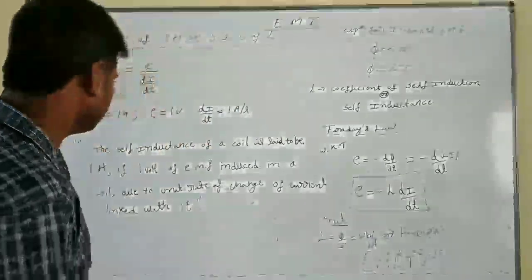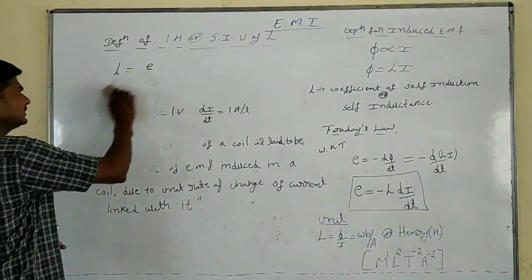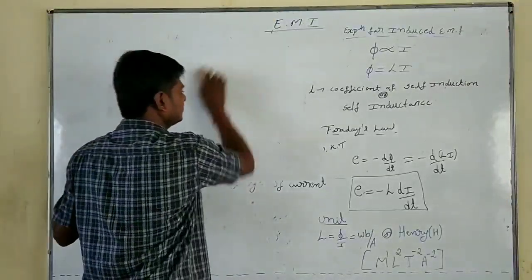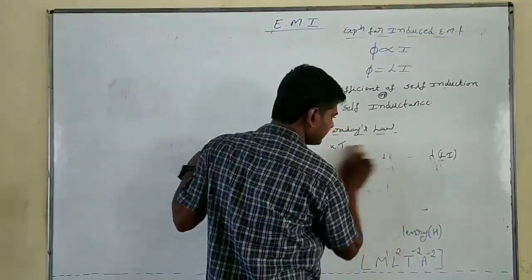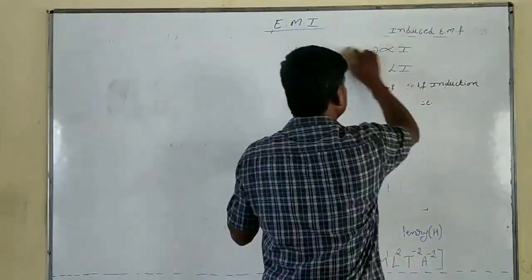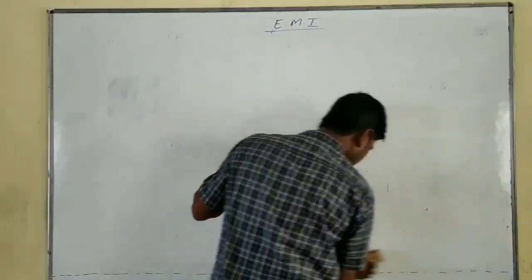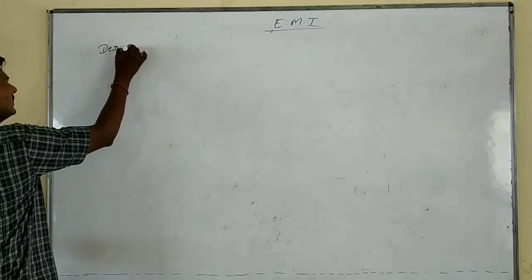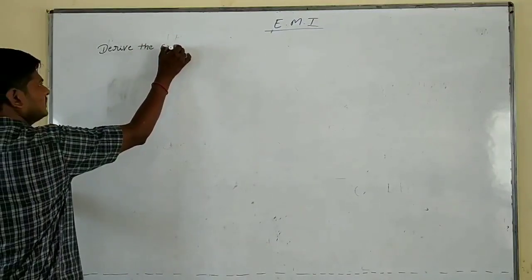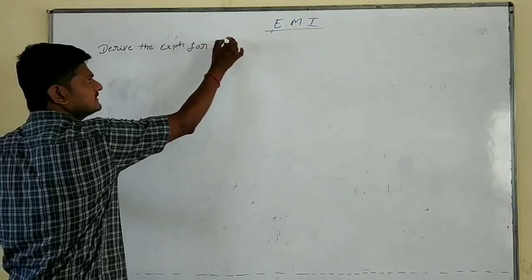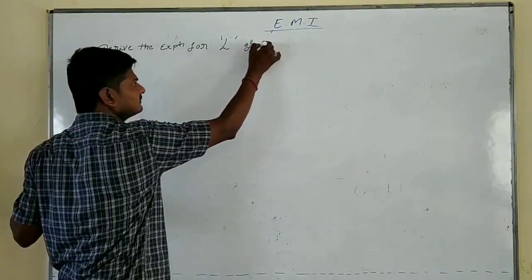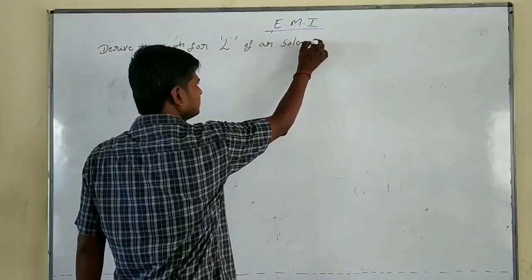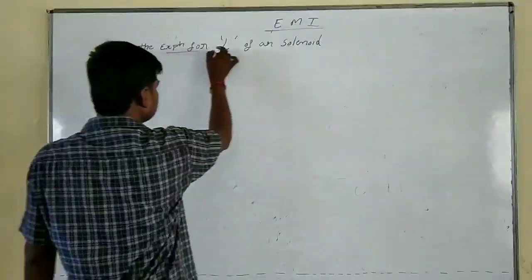Clear? So, self-induction. Now we can go for one derivation, a 3-mark derivation. Derive the expression for self-inductance L of a solenoid. We have to derive the expression for self-inductance of a solenoid.